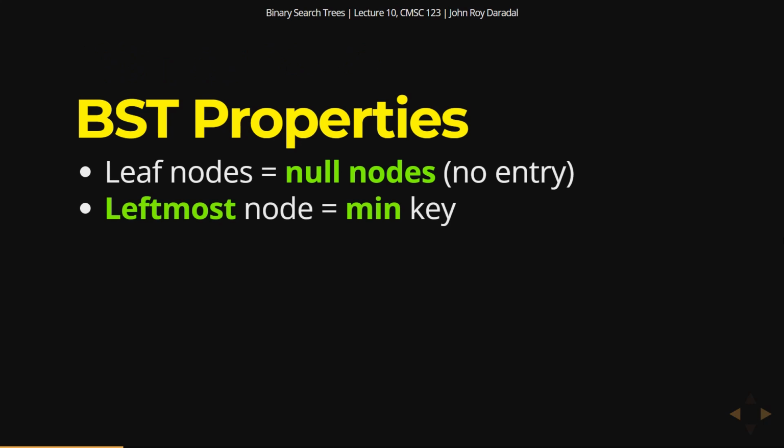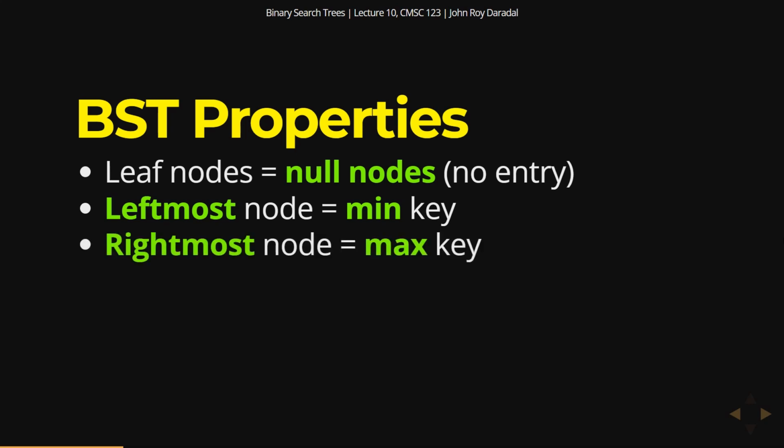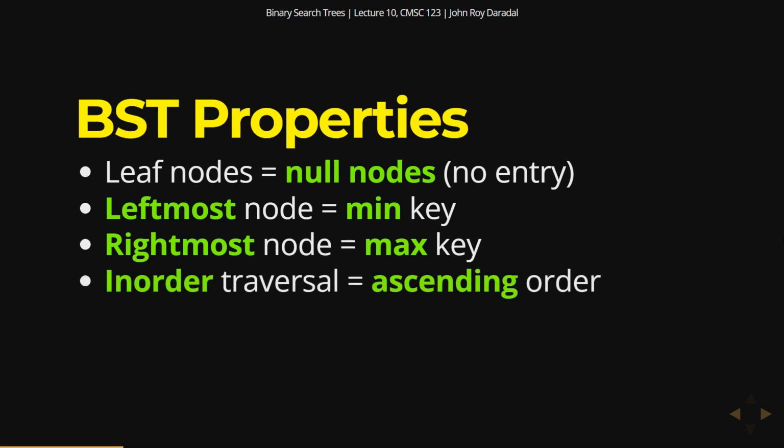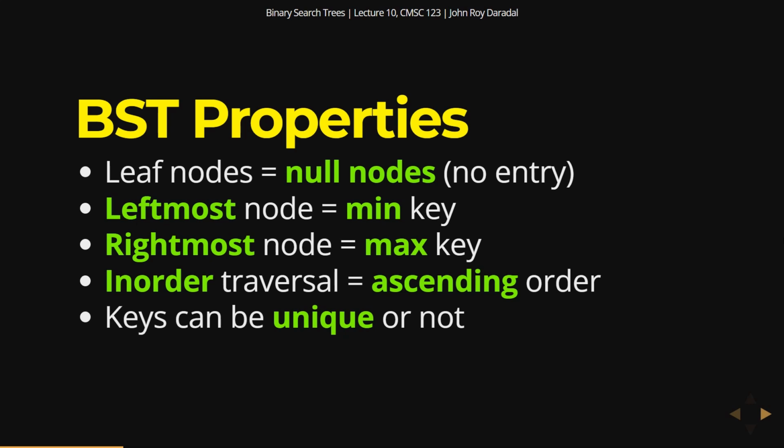Okay, if you want the min key, you go to the leftmost node of the binary search tree because that will give you the minimum key. If you want the maximum key, you go to the rightmost node. Okay, so I'll show you that in the next slide. And if you do the in-order traversal on the BST, then it will give you the ascending order of the keys. Okay, now keys in the BST can be unique or not depending on whether you are modeling a map or a dictionary. But for the purpose of this lecture, we'll assume that the keys are unique in our BST so that it's simpler.